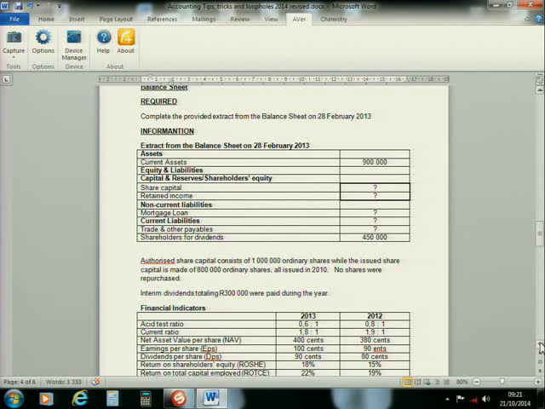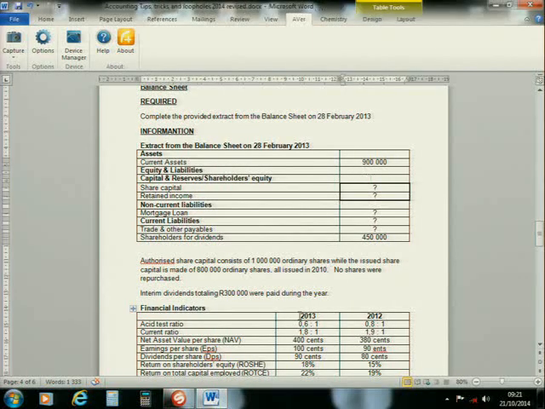Let us take a look at the balance sheet here. This is an extract from the balance sheet on the 28th of February 2013. You have the current asset at 900,000. You're not given the shareholders' equity there, and you'll need to determine that. You'll need to determine your shareholders' equity.